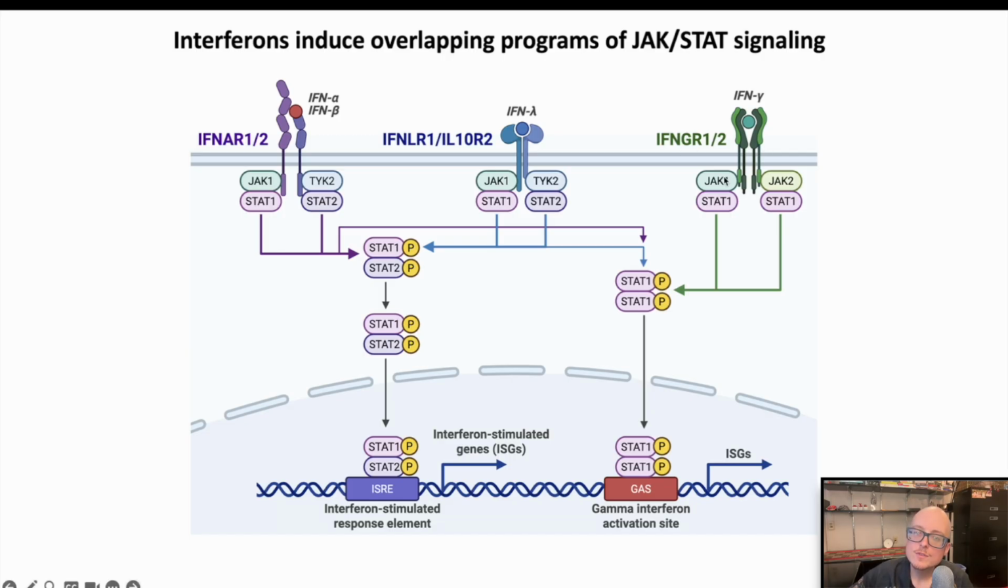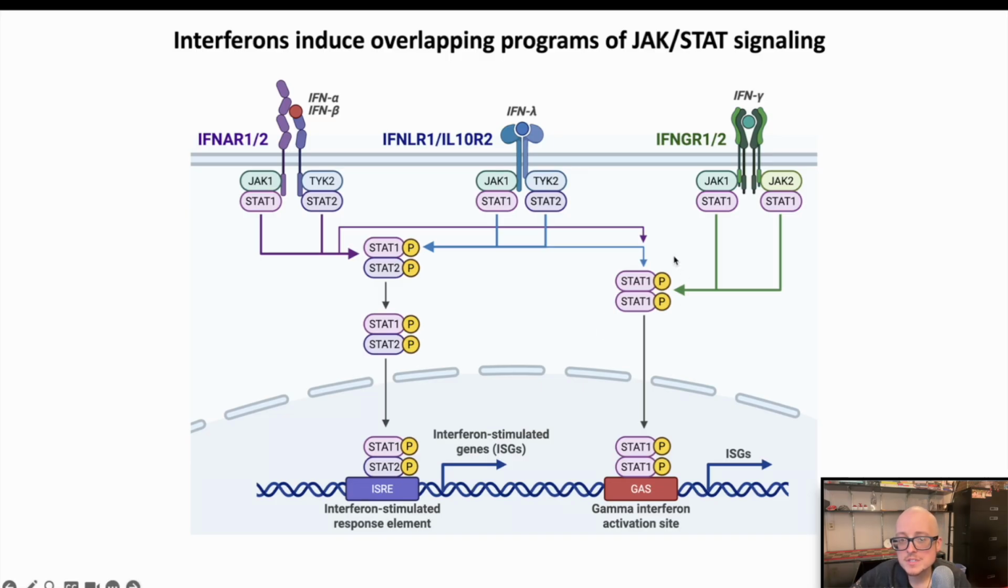It has a different set of Janus kinases, namely JAK1 and JAK2, and both JAK1 and JAK2 actually phosphorylate the STAT1 subunit of the STAT transcription factor complex. So the result of interferon gamma receptor activation then is the formation of homodimers of STAT1. That's in contrast to the STAT1-2 heterodimers that are induced by type 1 and type 3 interferon stimulation.